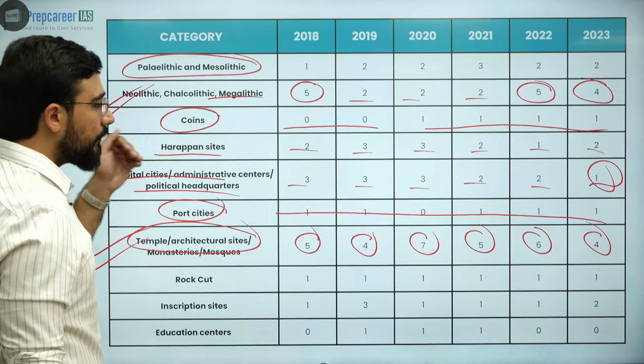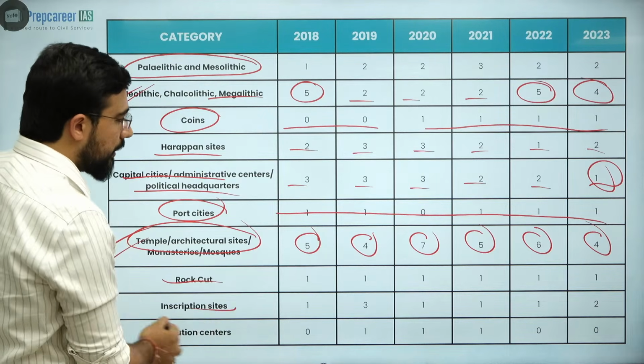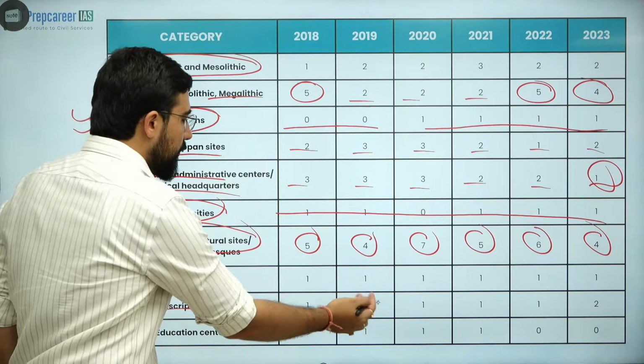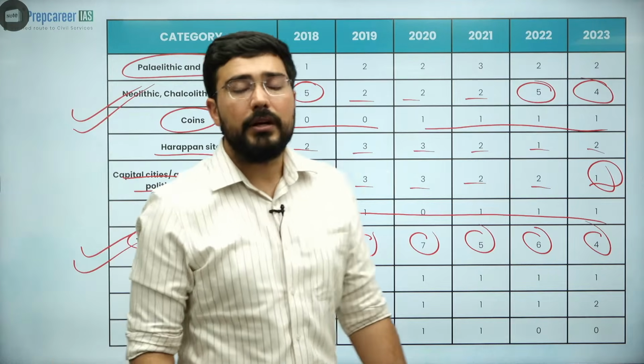Second, if you see the number of sites, rock cut, every year they're asking 1. Inscription site 1 and 2. At max 2 to 3. 3 was very high in 2019. Education center 0. In the last 2 years they have not asked any site.